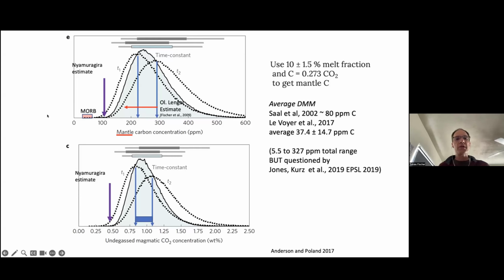Okay, so we see that for MORB, this number is much lower, right? MORB is about 80 ppm, and clearly we see that for Nyiragongo and also for Oldonyo Lengai as well as Kilauea, we have more CO2 in the source than for MORB. Okay.